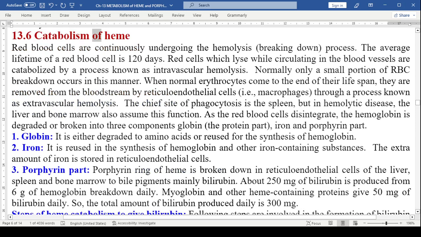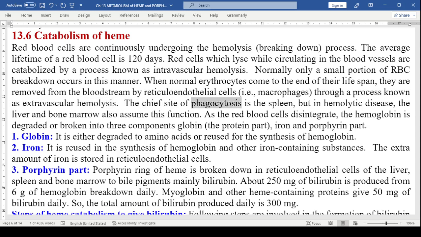13.6 Catabolism of heme. Red blood cells are continuously undergoing the hemolysis, breaking down, process. The average lifetime of a red blood cell is 120 days. Red cells which lyse while circulating in the blood vessels are catabolized by a process known as intravascular hemolysis. Normally only a small portion of RBC breakdown occurs in this manner. When normal erythrocytes come to the end of their lifespan, they are removed from the bloodstream by reticuloendothelial cells, i.e., macrophages, through a process known as extravascular hemolysis.